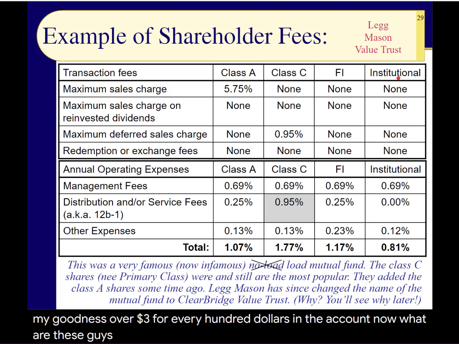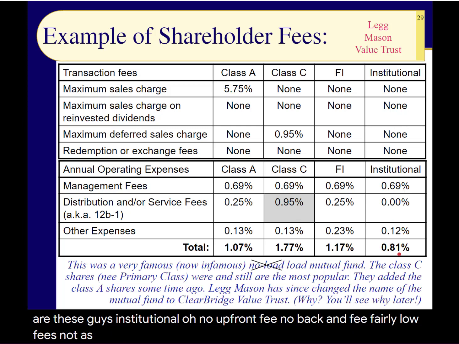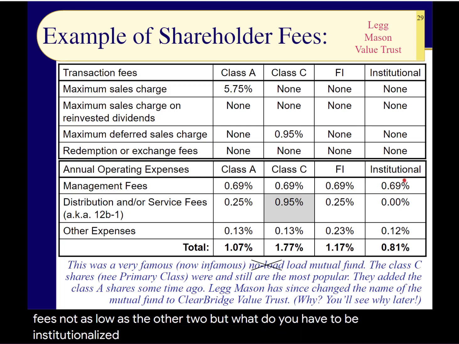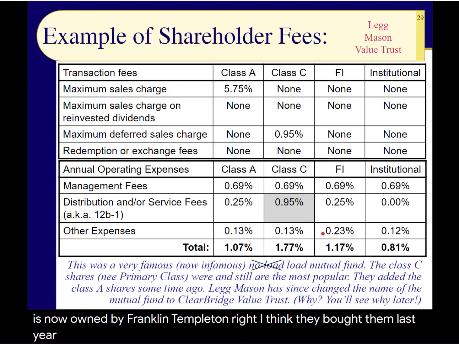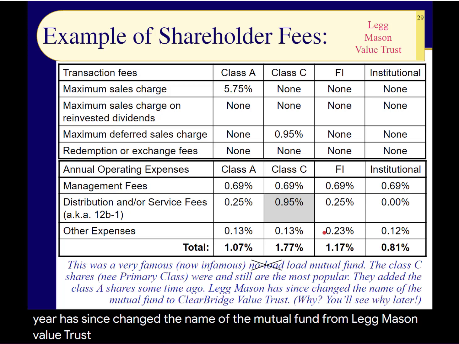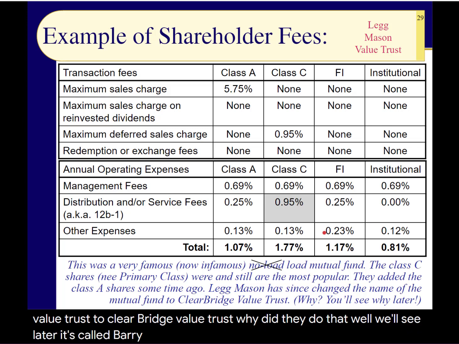Now, what are these guys? Institutional. Huh? No upfront fee, no back-end fee, fairly low fees, not as low as the other two. But what, do you have to be institutionalized to get these shares? Later. Notice that Legg Mason, which is now owned by Franklin Templeton, right? I think they bought them last year, has since changed the name of the mutual fund from Legg Mason Value Trust to ClearBridge Value Trust. Why did they do that? Well, we'll see later. It's called burying the evidence.